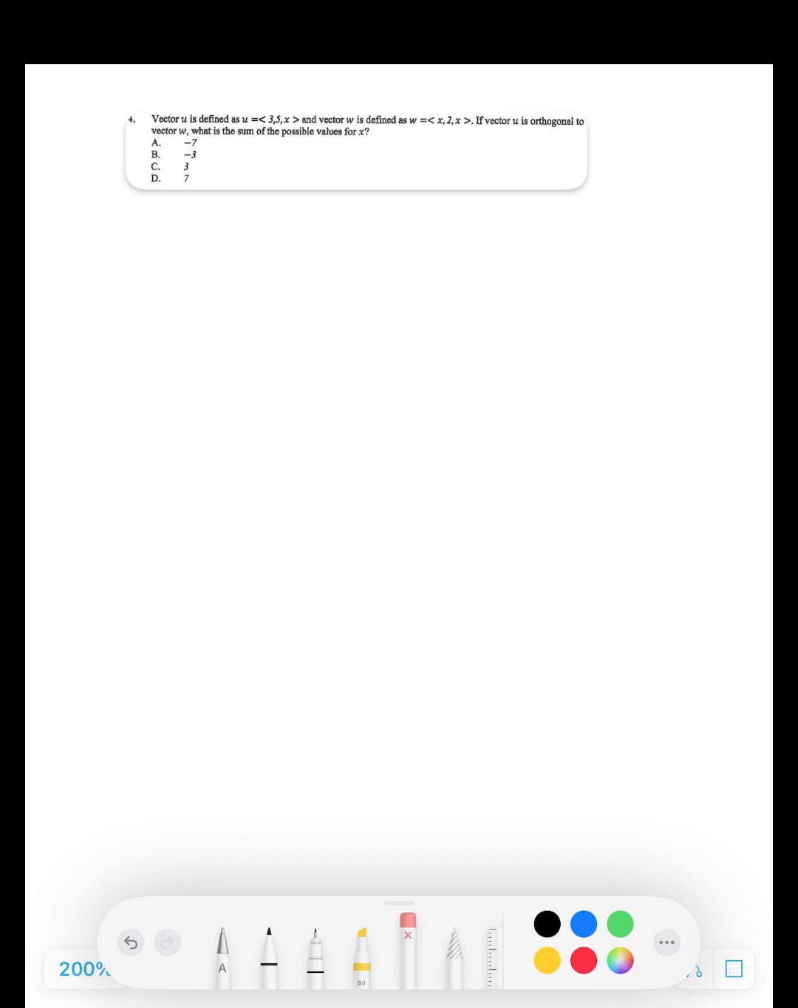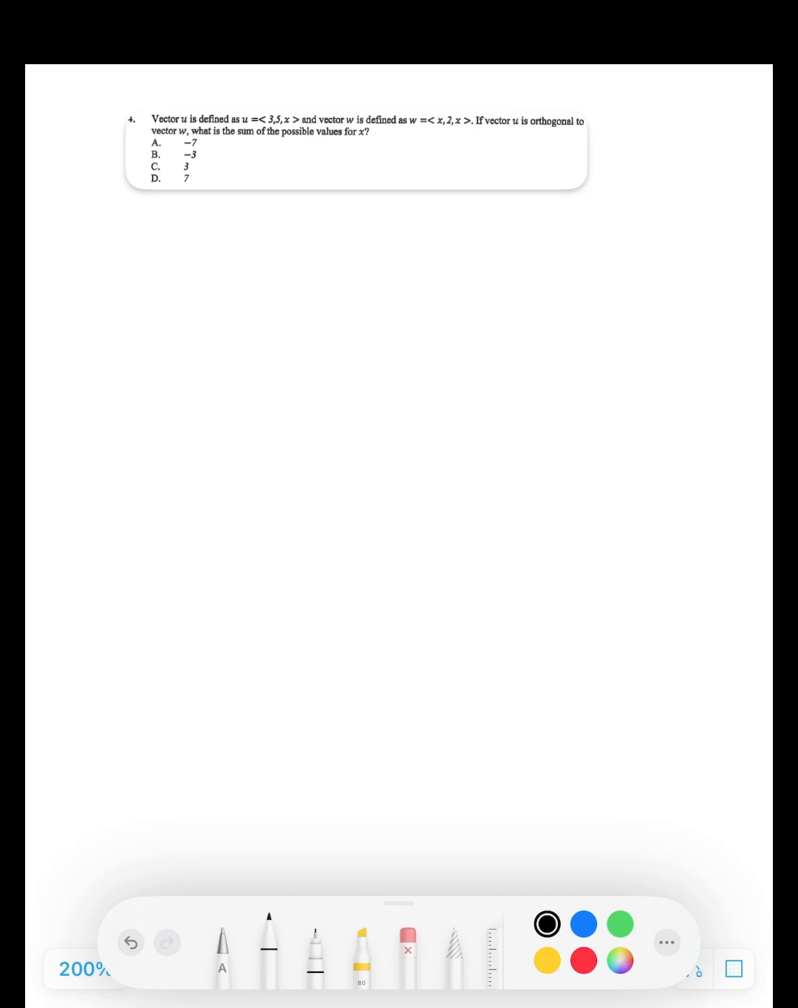At question 4 of KAAC District 2024, vector u is defined as u equals 3, 5, x, and vector w is defined as x, 2, x. If vector u is orthogonal to vector w, what is the sum of the possible values for x? So this is a kind of involved problem here.